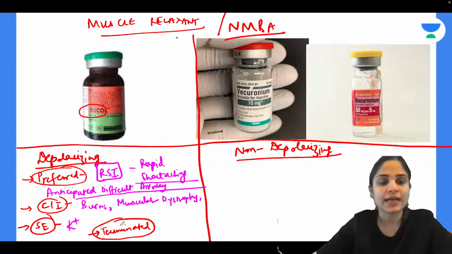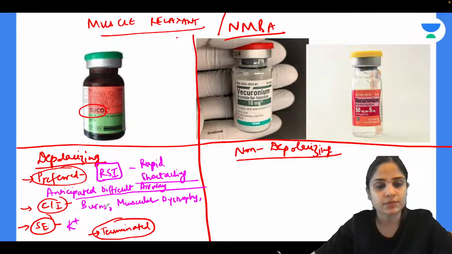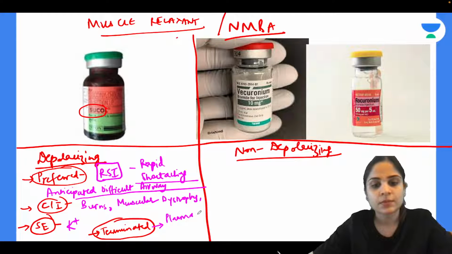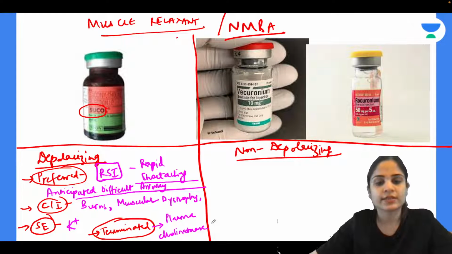If the potassium is high, if it is more than 5.5, you should avoid giving scoline, because scoline can cause an increase in potassium levels. Then the action of scoline is terminated by an enzyme called plasma cholinesterase or pseudocholinesterase, that is present in the serum.